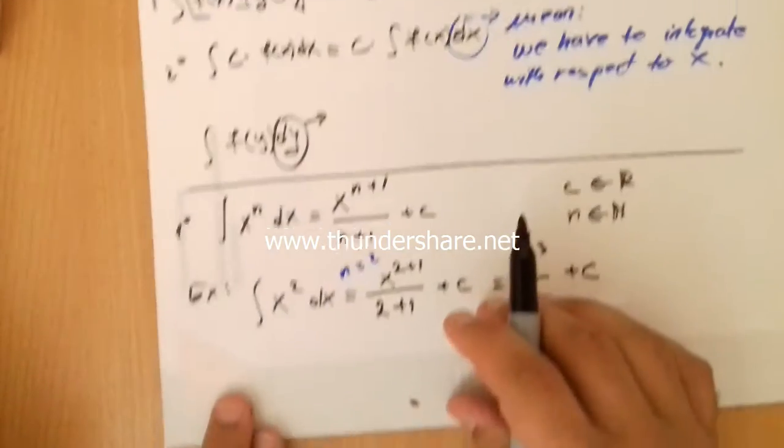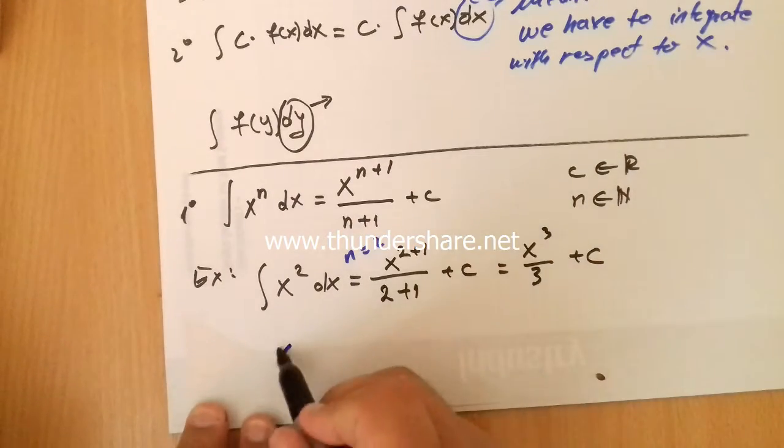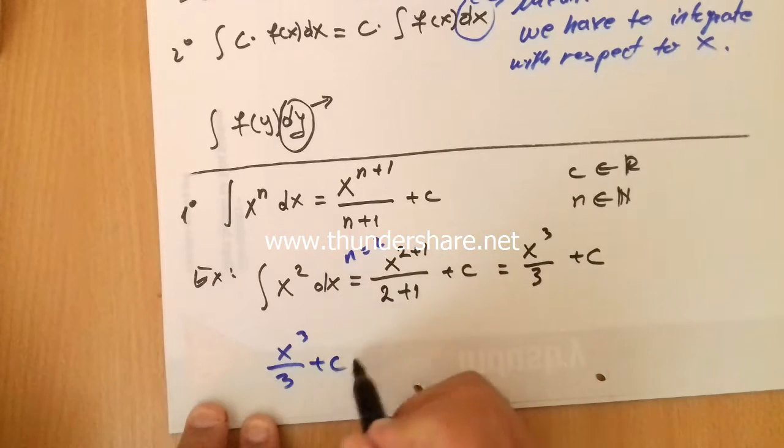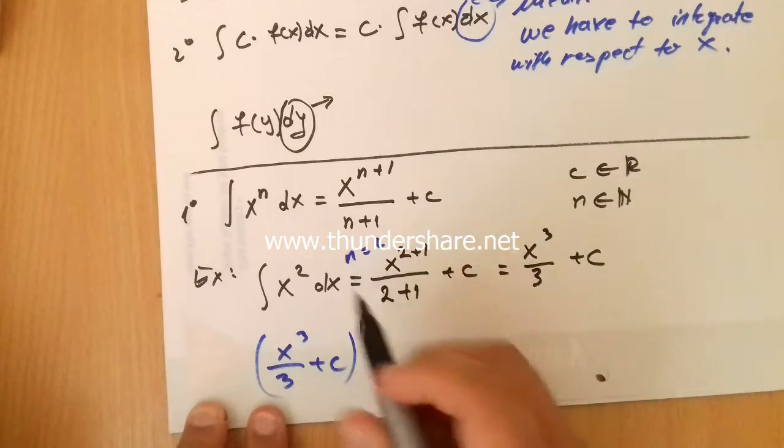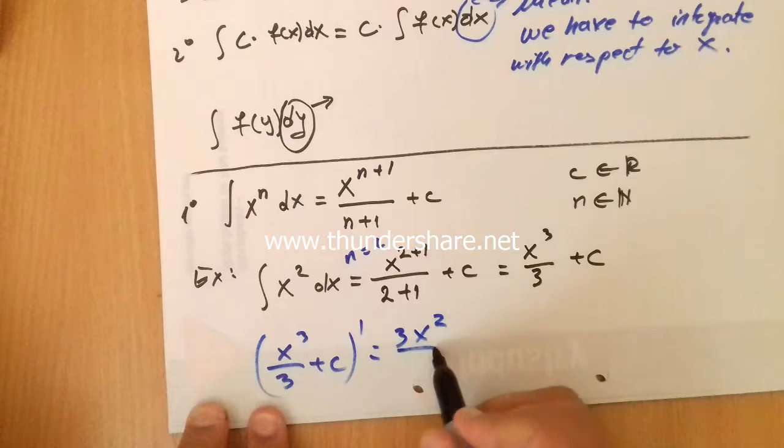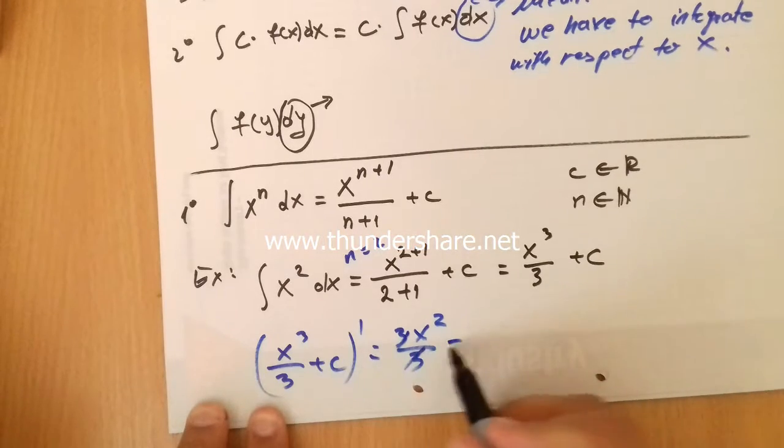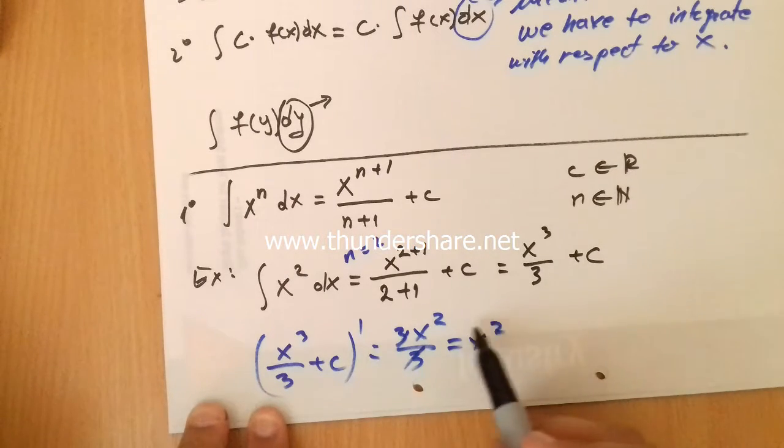And when we take the derivative of this one, x to the third divided by 3 plus c, this is going to be 3x squared divided by 3, and this is x squared.